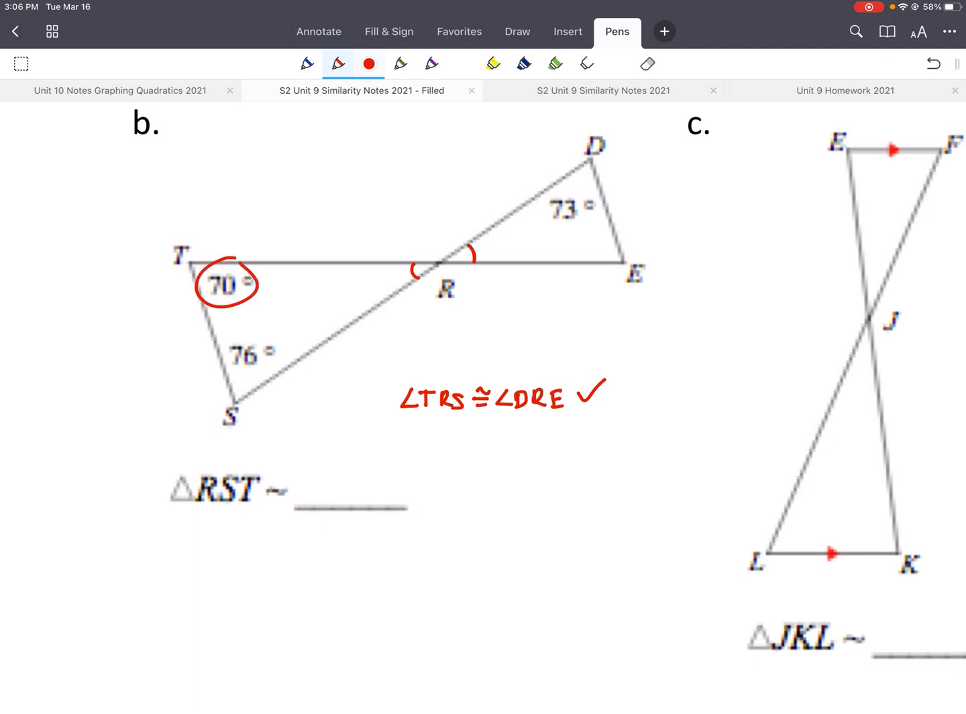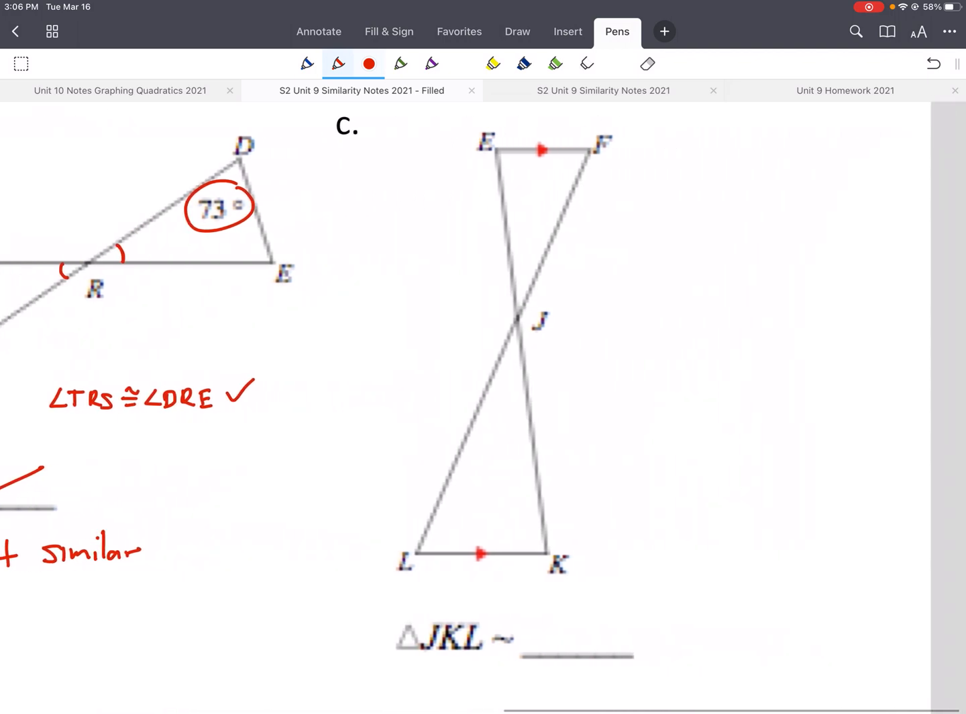Well, we have 70, or I guess maybe we should do this one. 73 has got to match with one of these two, and neither of them do. So here we would say not similar. And if it's not similar, we don't need to come up with the similarity statement. We don't need to say how we're proving it by side or angle.